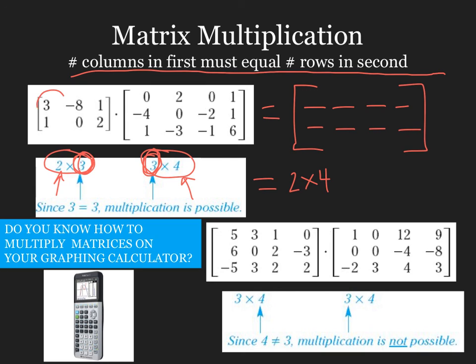Well, you're going to take this row times this column. That's why rows and columns is really important. So we're going to take 3 times 0 plus -8 times -4 plus 1 times 1. Add those all up and we're going to get that element. All right, I'm going to switch over to a piece of paper here and we'll do it on that one.